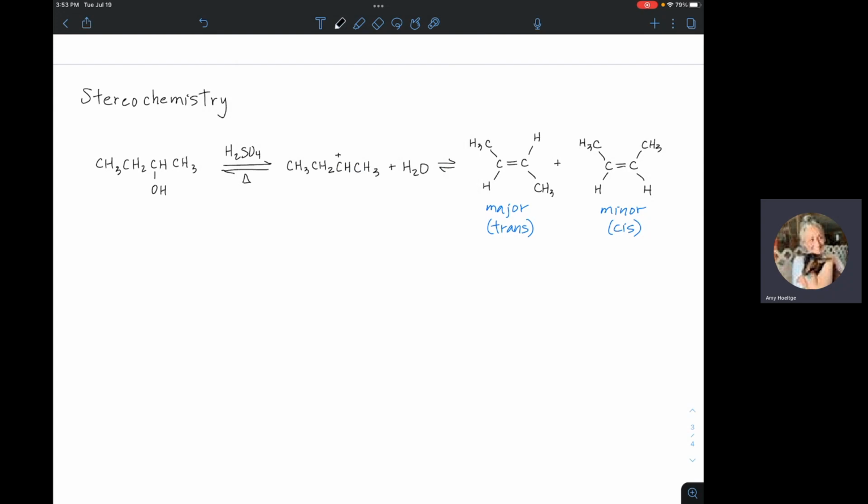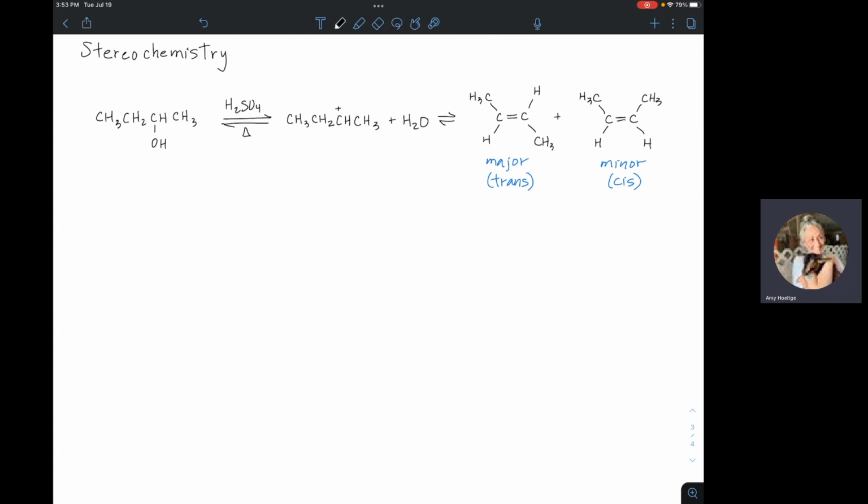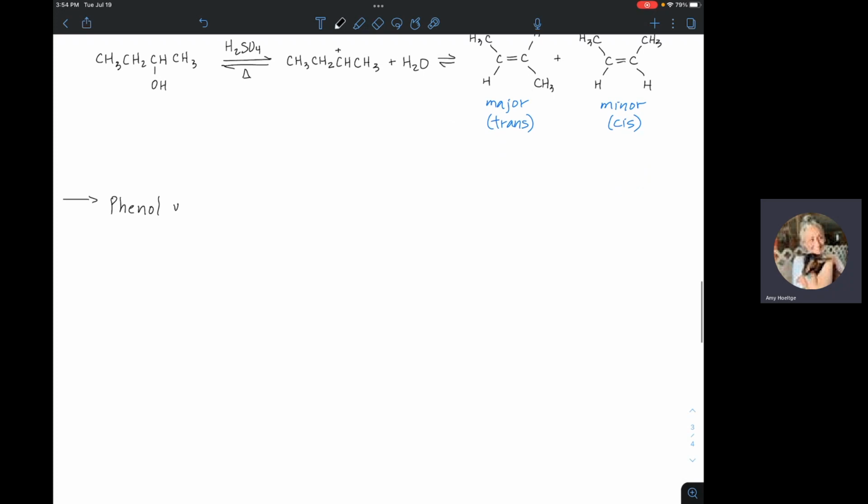There's another type before I get going with a different reaction. I want to jump into the difference between just a regular garden variety alcohol and phenol. We talked briefly about phenol in the aromatic chapter. So let me mention its physical properties a little bit here. So phenol versus cyclohexanol.